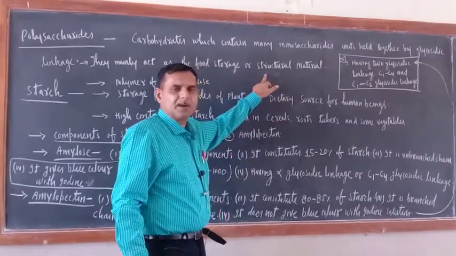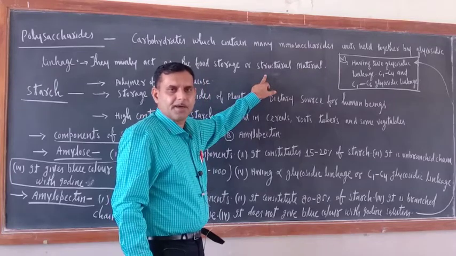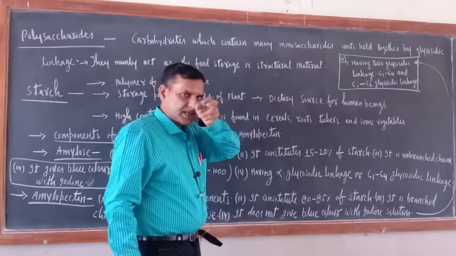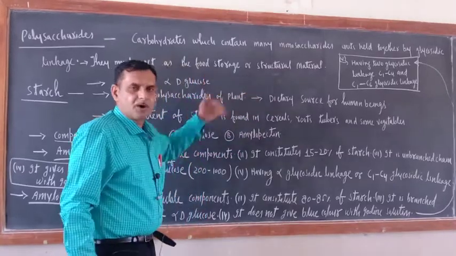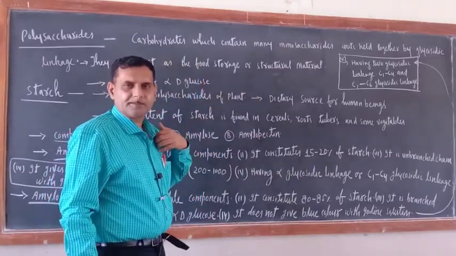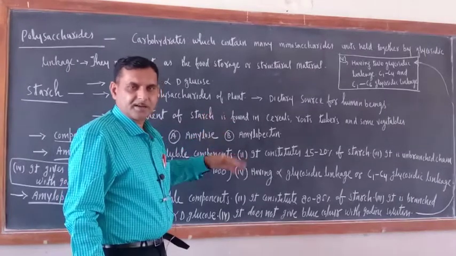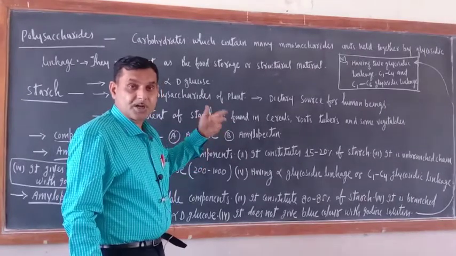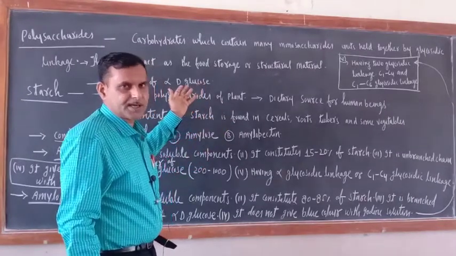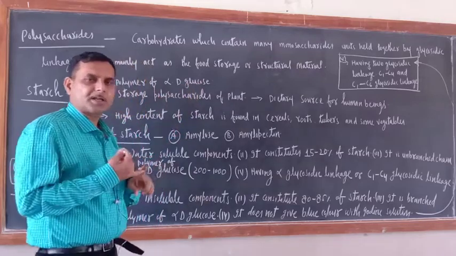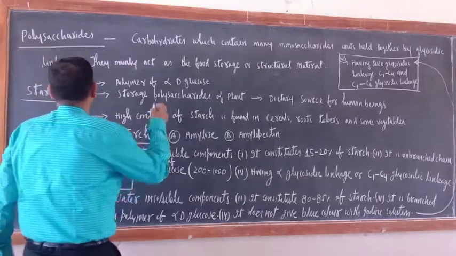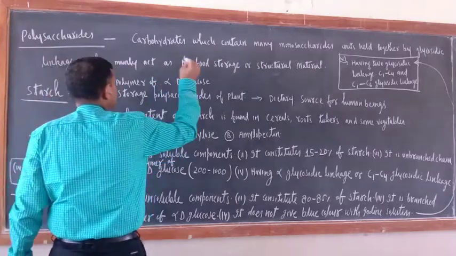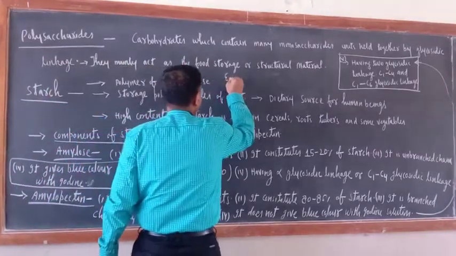Structural material, you might have heard about cellulose. The plant cell wall is made up of cellulose. Food storage: our food storage is glycogen, that is a polysaccharide. Plants' food storage is starch, that is also a polysaccharide. So what are the examples of polysaccharides? Their examples I am writing here.